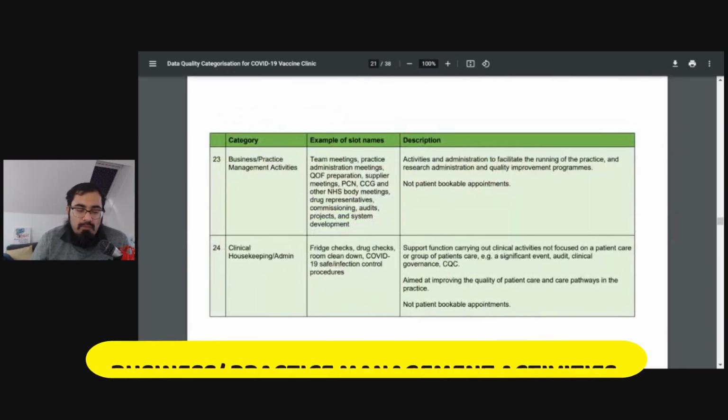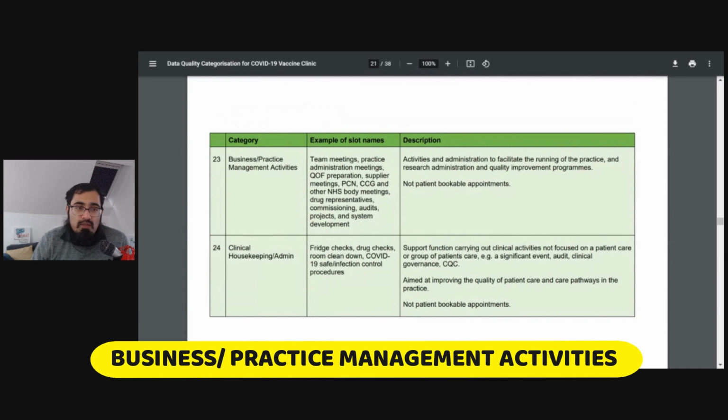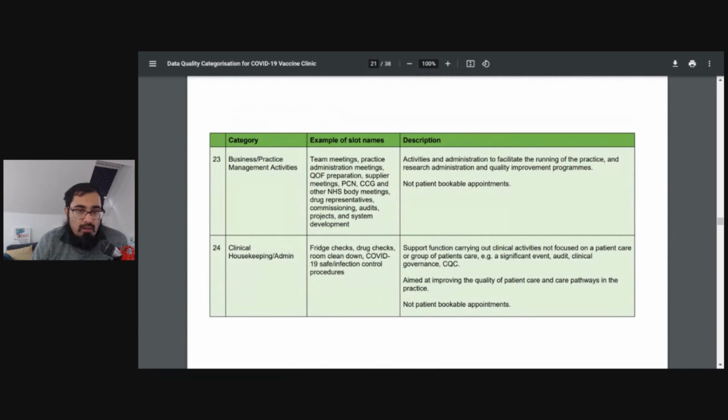Next up, we've got business and management activities within the practice. These are your practice-based meetings, your partner-based meetings, other kind of stuff. If you've got QOF meetings, let's focus more around how you do things in practice rather than direct patient care. Seems quite sensible and appropriate, but obviously not booking patients into that particular part.